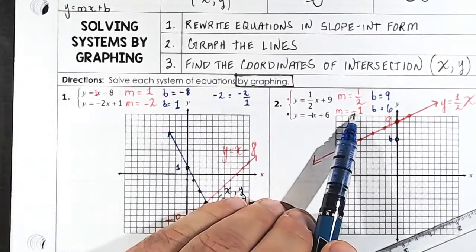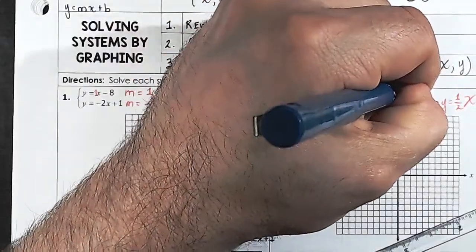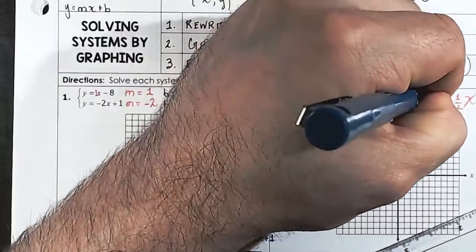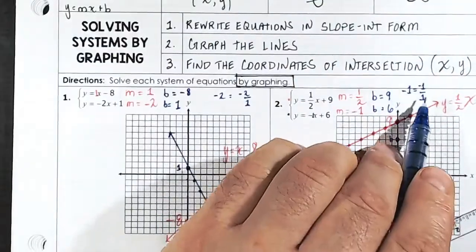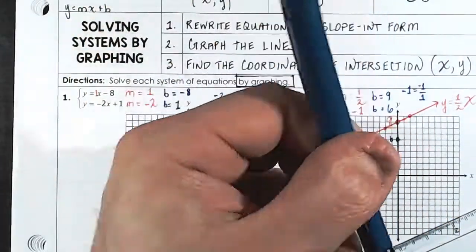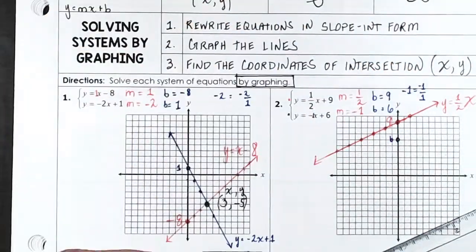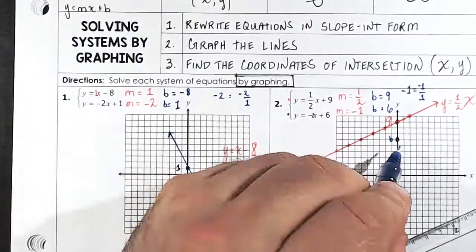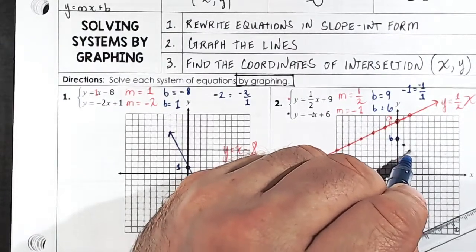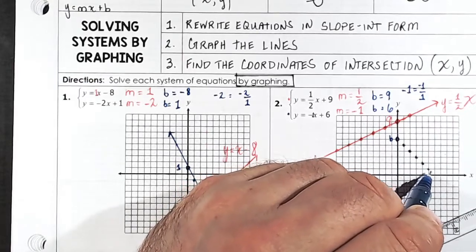And now I'm going to follow this slope of negative 1. And remember, negative 1 is equal to negative 1 over 1. So I'll be going down 1, and then I'll go 1 to the right. So it's down 1, run 1. So fall down 1, and then run 1 to the right. So I'll go down 1 over 1, down 1 over 1, like this. It's a negatively sloped line.